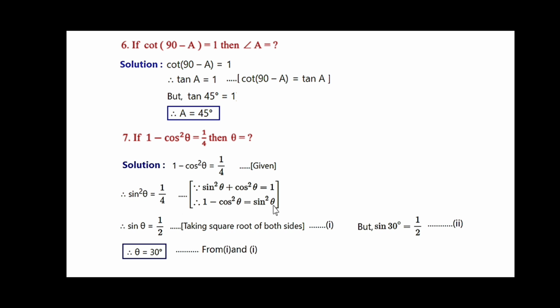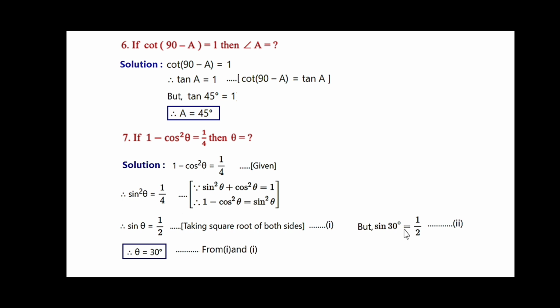Therefore 1 minus cos square theta is sin square theta. Here in the given thing, 1 minus cos square theta, we can write sin square theta. Sin square theta is equal to 1 upon 4. We will take square root on both sides. What we will get? Sin square theta's square root is sin theta. 1 upon 4 square root is half. So sin theta is equal to half.